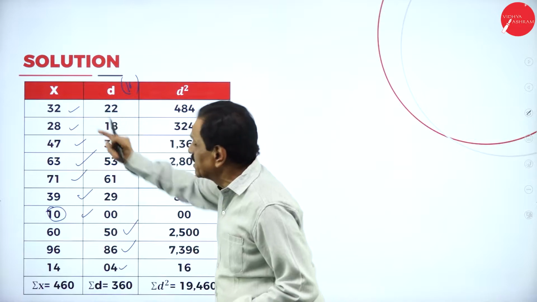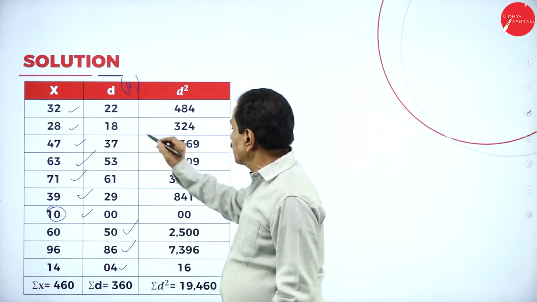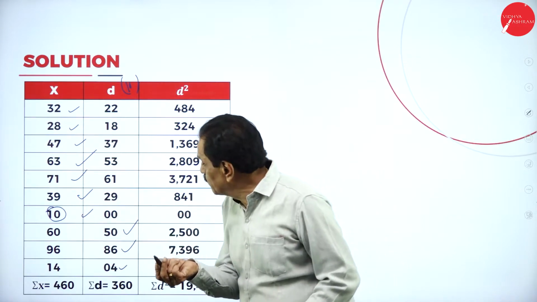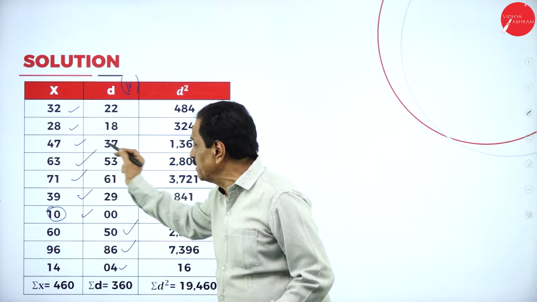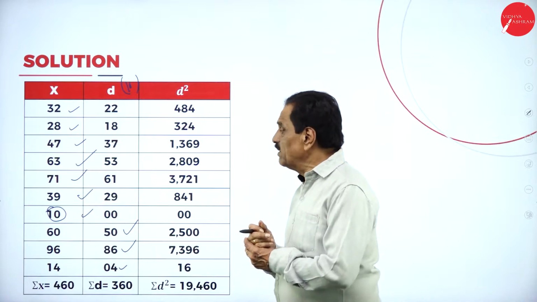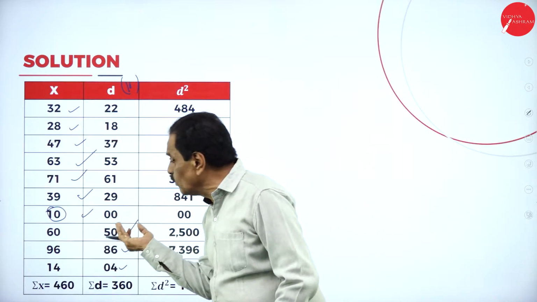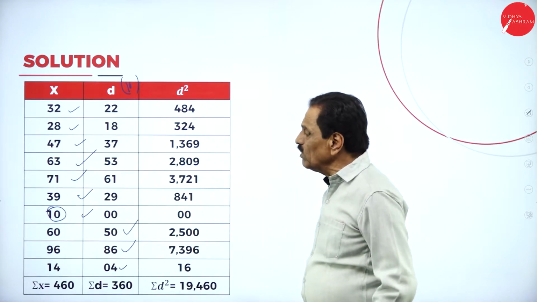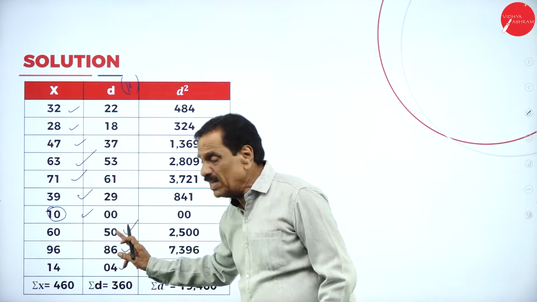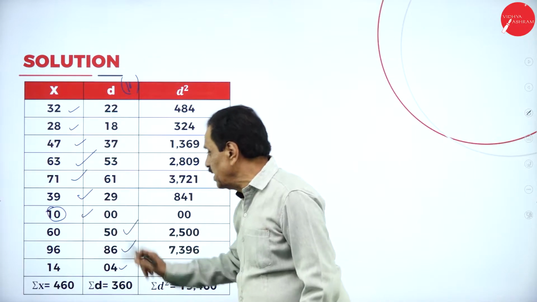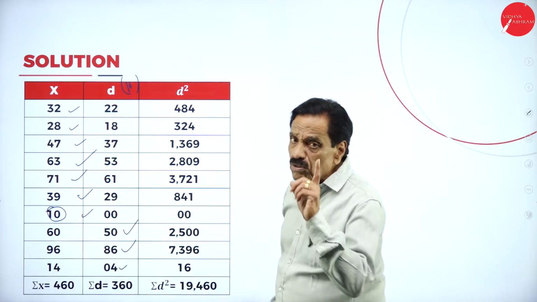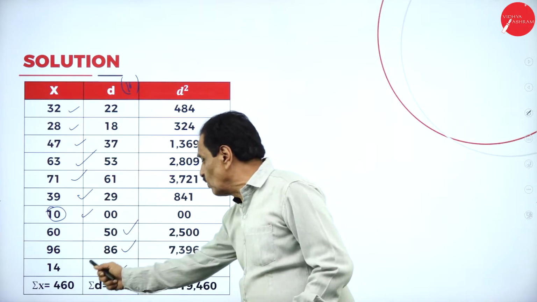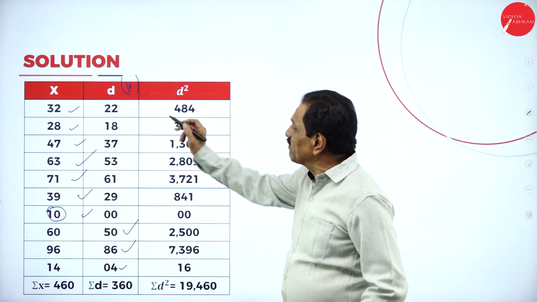22, 18, 32 means how much more? 22 more. 28, how much more? 18 more. 37, 47, how much more? 37 more. 63, how much more? 53 more. 71, 61 more. 39, 29 more. 10 is equal to base 0. 60, how much more? 50. Then here you got 96, means 86. 14 is 4. Then take the square of them.